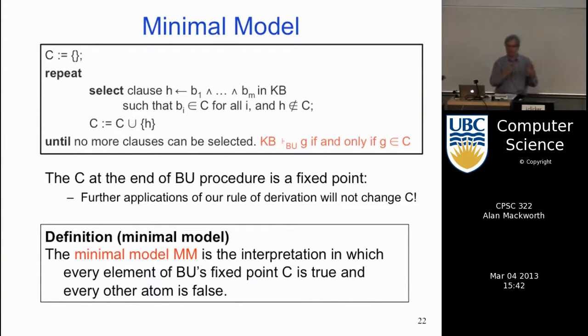Okay, so the first thing we need to do is to define this idea of a minimal model. So the minimal model MM is the interpretation in which every element of BU's fixed point C is true, the ones that are forced to be true are true, and every other atom is false. Okay?